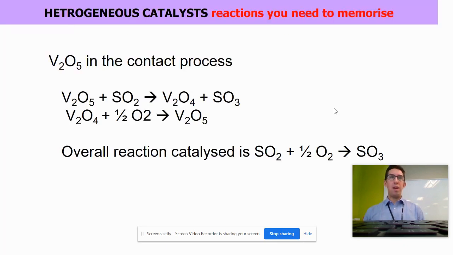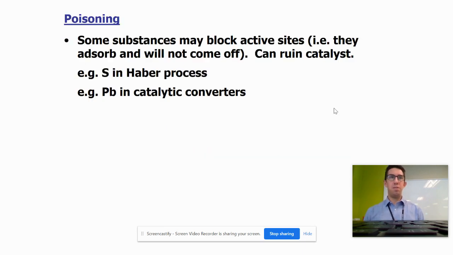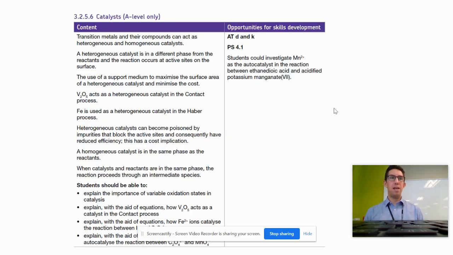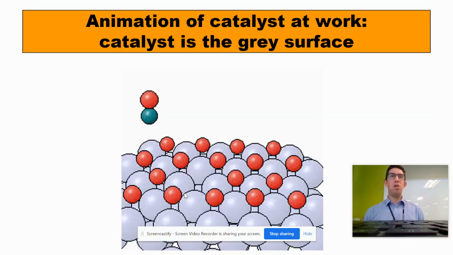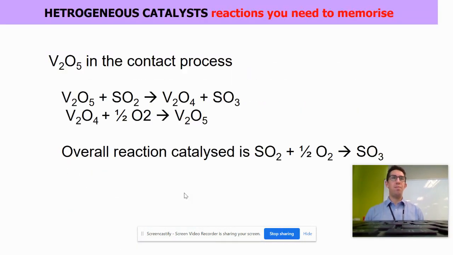So we're going to talk now about vanadium oxides. This is specifically mentioned in your spec. It says down here, vanadium oxide can act as a heterogeneous catalyst in the contact process. And down here it says students should be able to explain with the aid of equations how vanadium oxide acts as a catalyst in the contact process. So let's look at those equations. This is a lot of just recall heavy stuff right now.